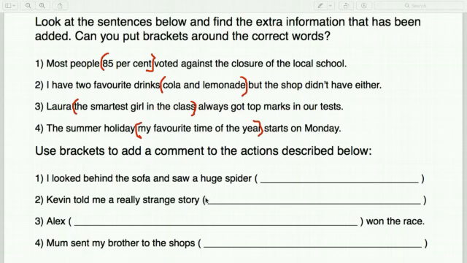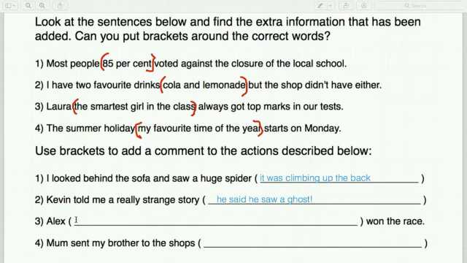Okay. Let's go to this one. Number 2, Kevin told me a really strange story. What could that be? Let's make this wider. Why don't you have a think? What would you put there? So I'm going to put something here. He said he saw a ghost. Okay. So it's strange because you don't normally see a ghost. And that could be a very long story.